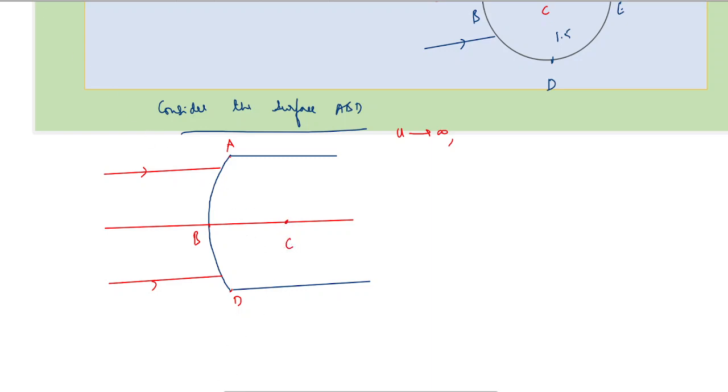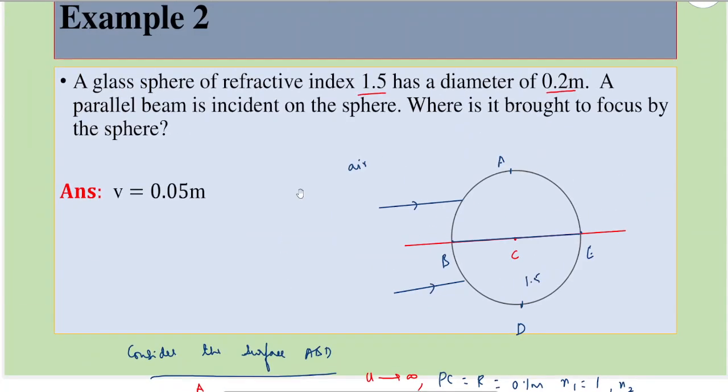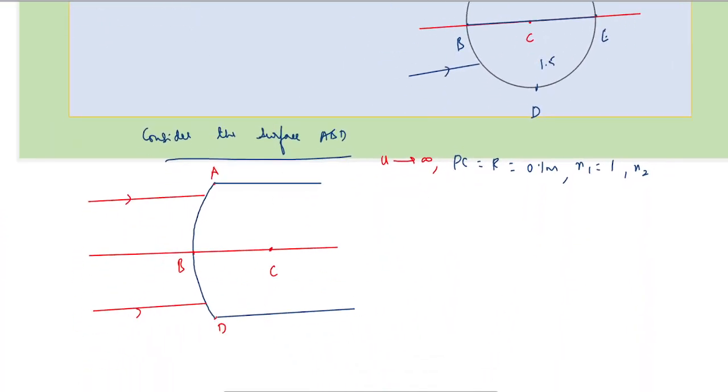By sign convention, PC, which is R, here would be 0.1 meter because the diameter is 0.2 meter. N1 would be 1 because light originates from air, and N2 would be the refractive index of this glass sphere, which is given as 1.5. So let's find V. The formula is N2 by V minus N1 by U is equal to N2 minus N1 by R.